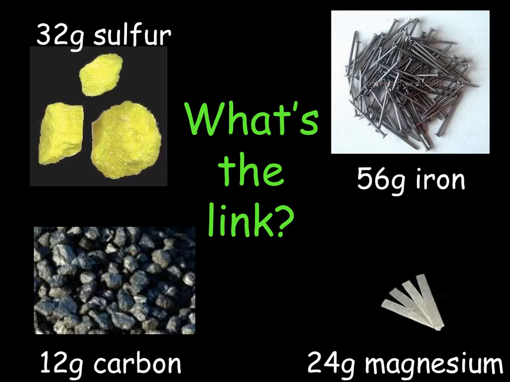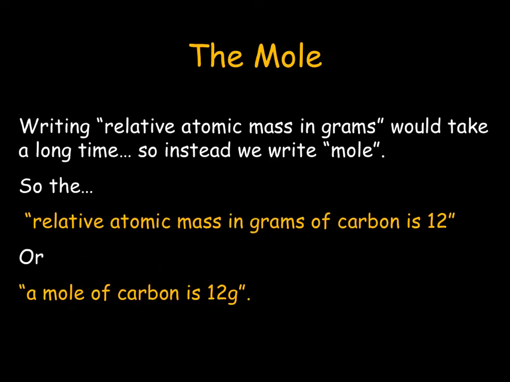So what do we mean by a mole? Well, the mole is the name given to a certain number of particles. It is also equal to the relative atomic mass in grams. Instead of writing out this, we just write mole. So the relative atomic mass in grams of carbon is 12, so therefore a mole of carbon is 12 grams. Simply put, this means that 1 mole of atoms or molecules of any substance will have a mass in grams equal to either the AR or the MR of that substance.